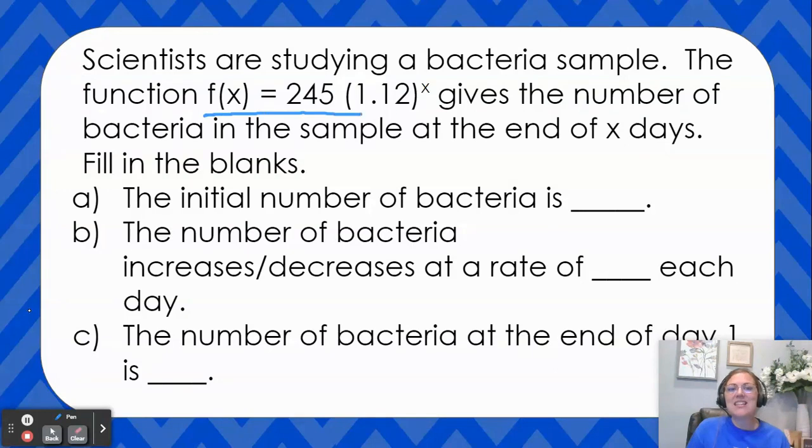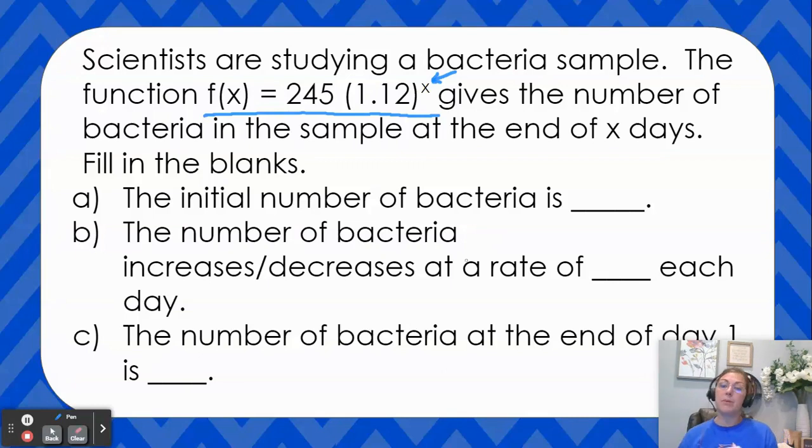In this video, we're going to be looking at a problem involving a bacteria sample. And we are given this nice function right there that represents the number of bacteria in the sample at the end of X days. Now, my eye focused on that exponent that is an X. That tells me this is an exponential function. And I've got some questions I want to answer.